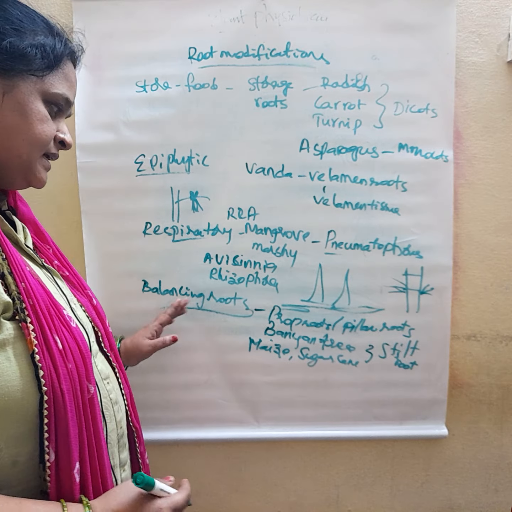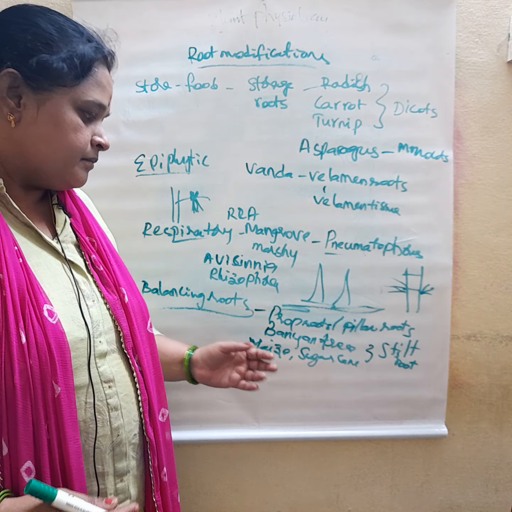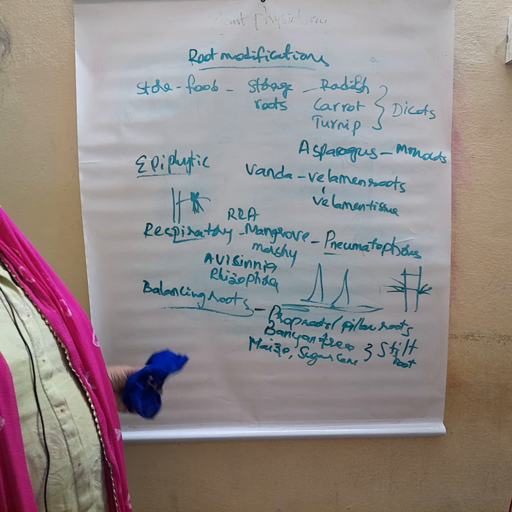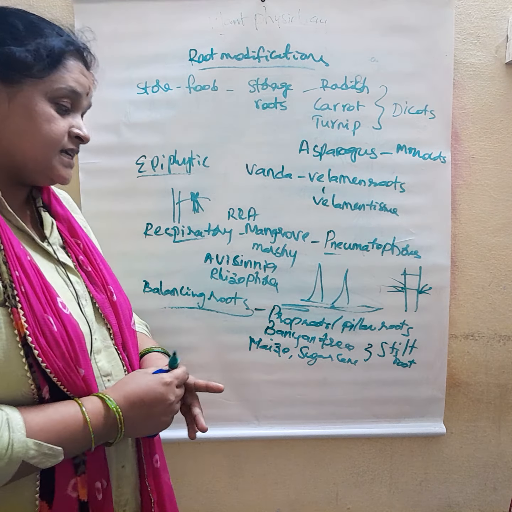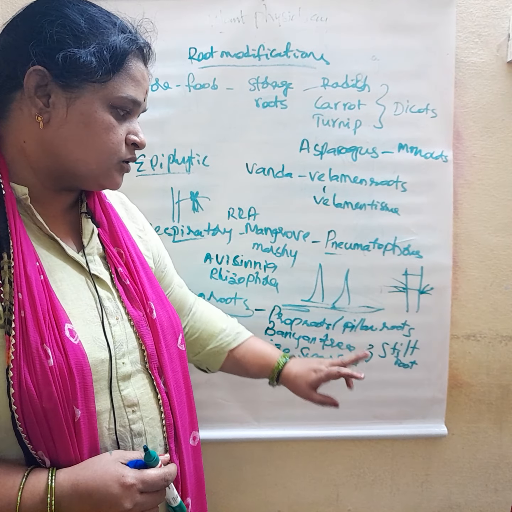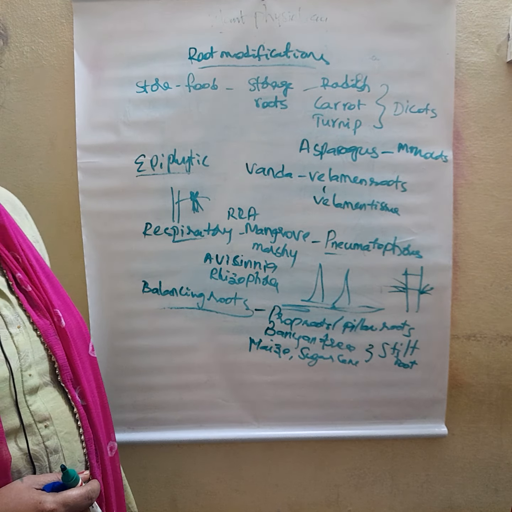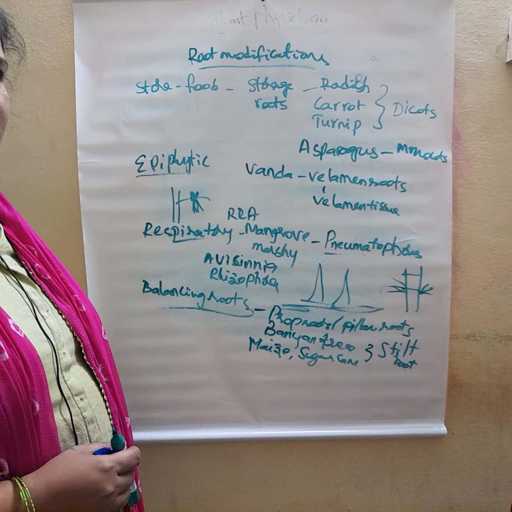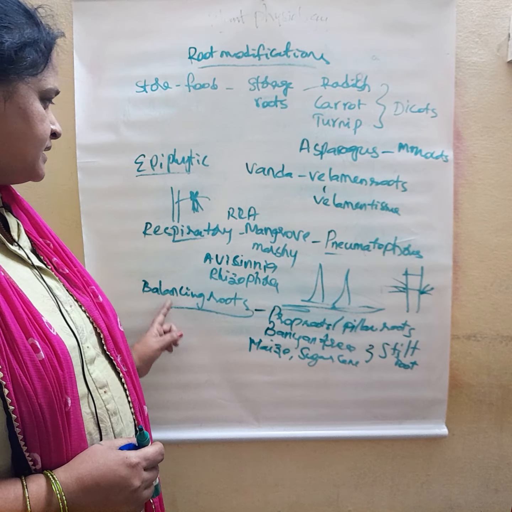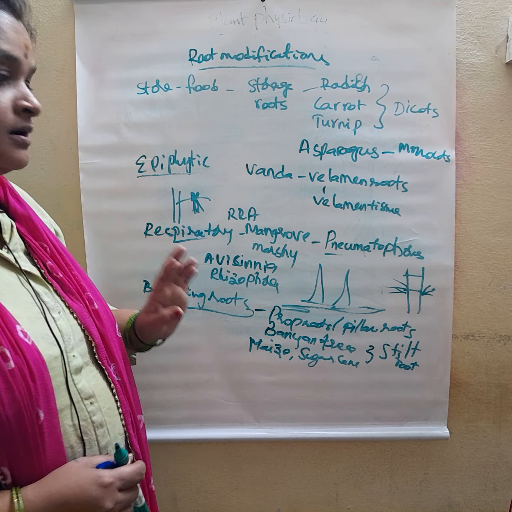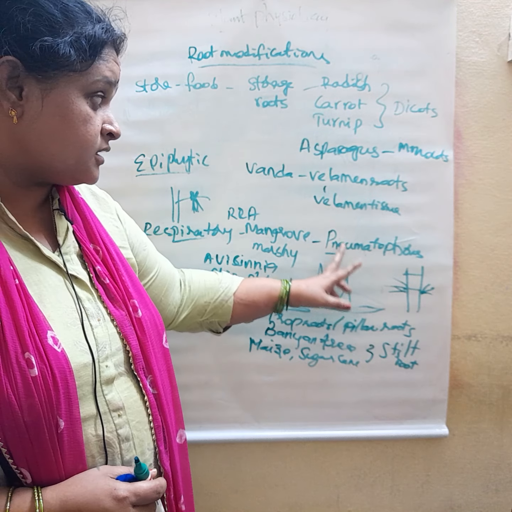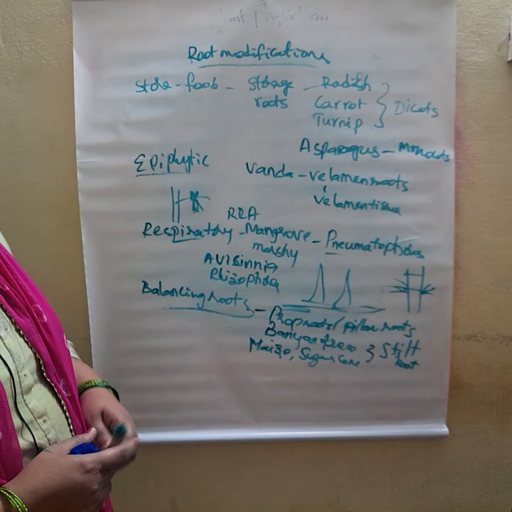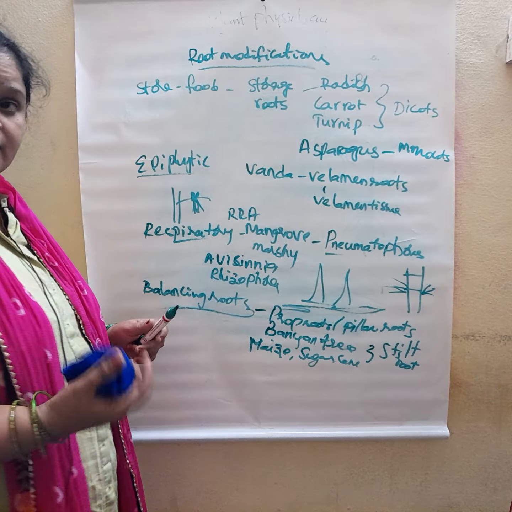So it's an example for balancing root, banyan tree and maize and sugarcane. So like that you can form tricky sentences by your own. Okay. So the specialized name is called prop root or pillar root, stilt root. So you have to remember these root names. Okay, I am giving the sentences like balancing, respiratory, epiphytic, storage, but I am not giving tricky sentences for velamen root, pneumatophore, pillar root, stilt root. Okay, right. So these are balancing roots.